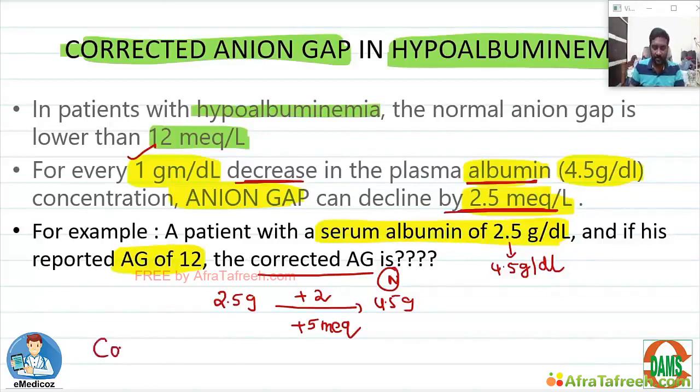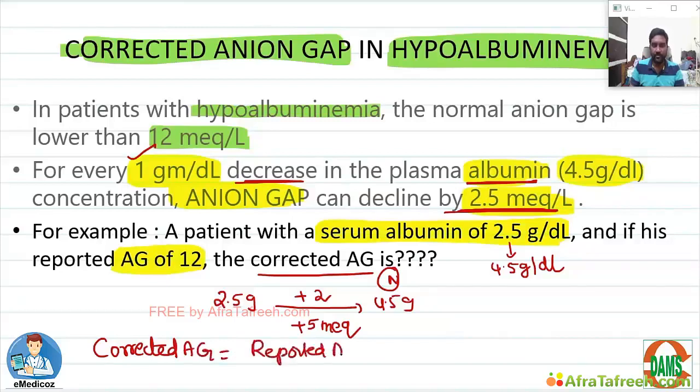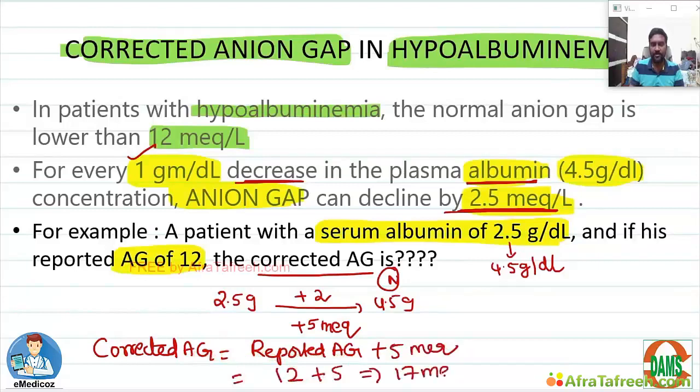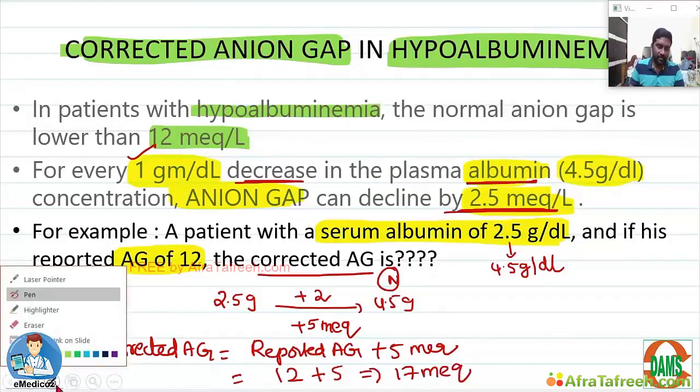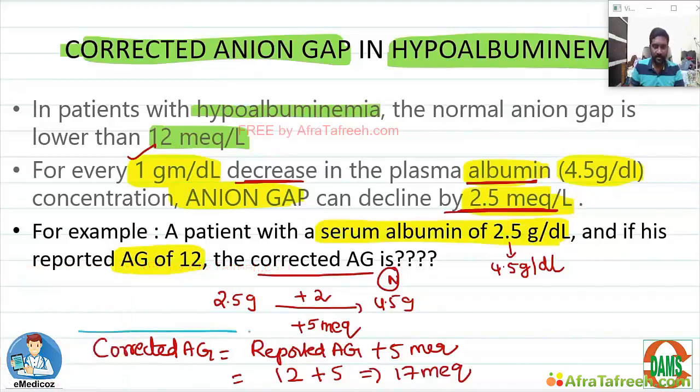So if they ask you what is corrected anion gap in this patient, it will be the reported anion gap, that you get in the patient report, along with that, we have to add 5 milliequivalents. So the corrected anion gap in this patient will be 12 plus 5, 17. It means it is a high anion gap. So probability of this patient having high anion gap metabolic acidosis.